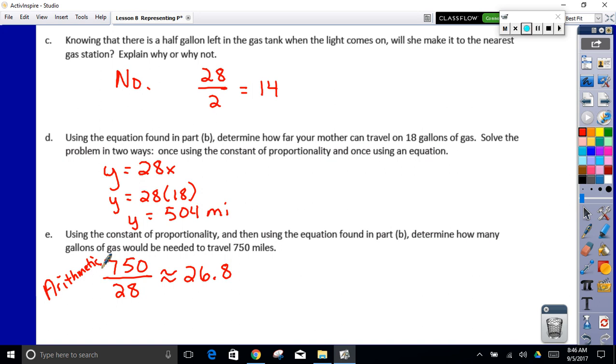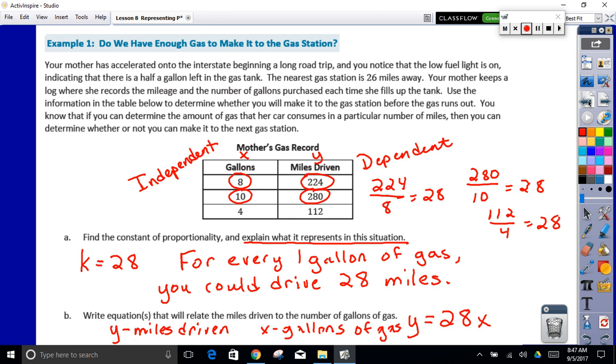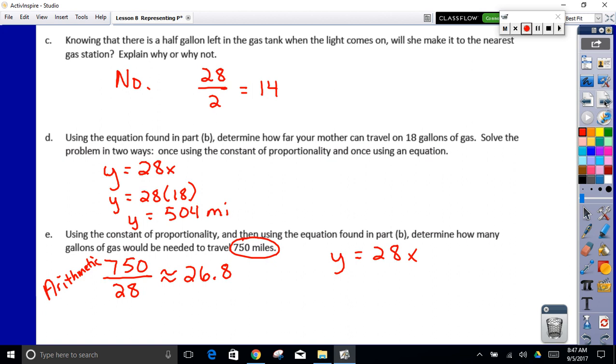Anybody plug into the equation here? Okay, so tell me how you started. What did you put in? Our equation is y equals 28x. What do we know? What does the 750 go to? It goes for the x, right? Well, let's look back at the table. Our x represented gallons, y represented miles driven, and this is telling us how many miles were driven. So we want to substitute that in for y.